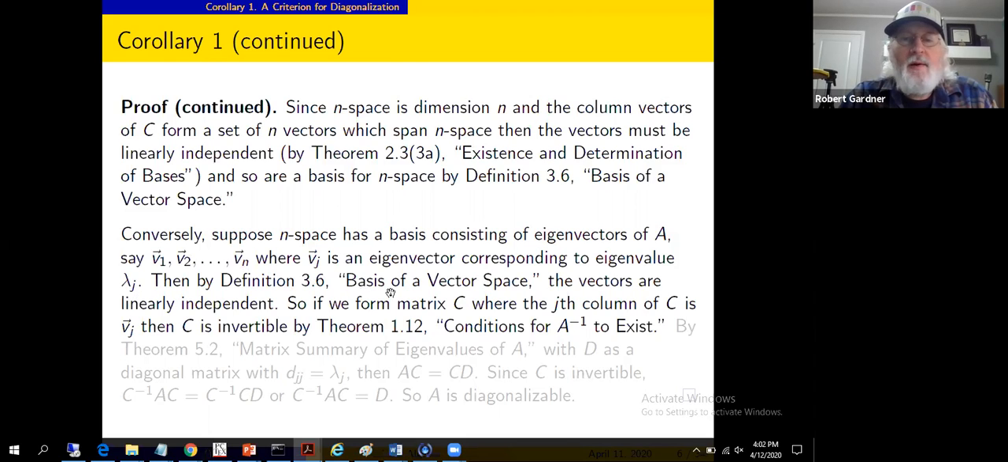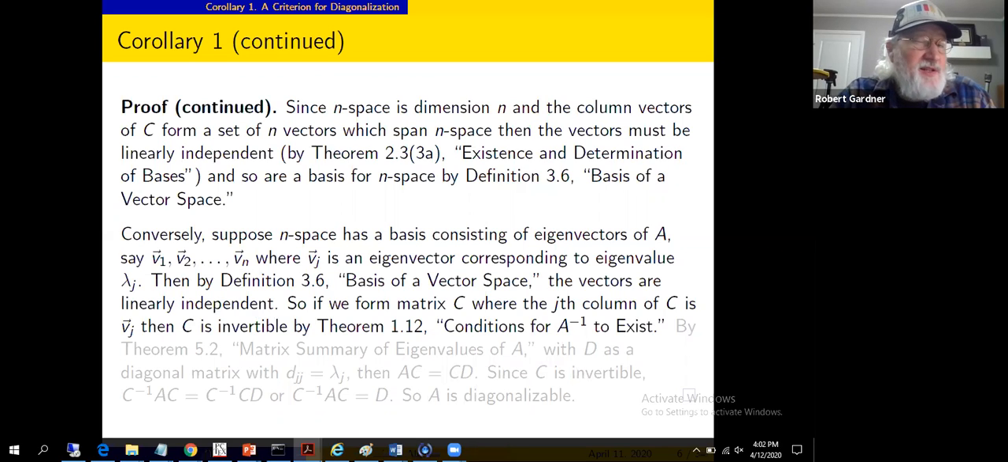All right, well, we know that bases are linearly independent sets. So the vectors v1 through v sub n must be linearly independent. So we make a matrix C by having the jth column of C be the jth eigenvector up here. We know those eigenvectors by hypothesis form a basis. Bases are linearly independent spanning sets. It's the linear independence part we need right here. When the columns of a matrix are linearly independent, that matrix is invertible.